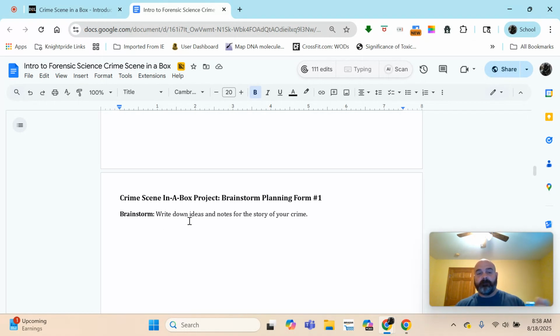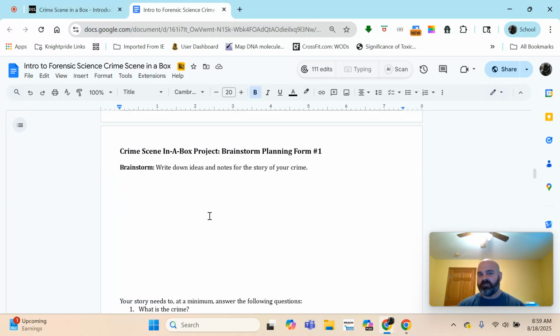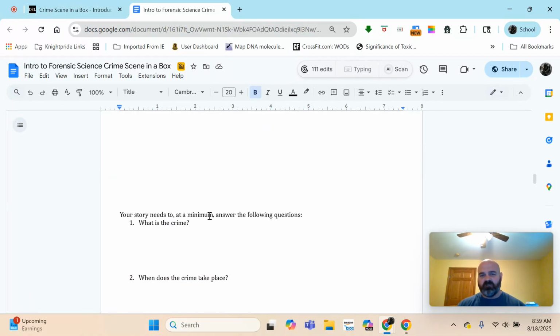So you can see the first assignment that you're going to have to do is just generate some ideas and notes that you want to use. So maybe you're like, oh, I don't know, do I want it to be a homicide? Do I want it to be someone that was stabbed, or they were robbed, or they drowned? This is just a spot for you to kind of generate what it is that you want to create out of this. So it's pretty basic, right?